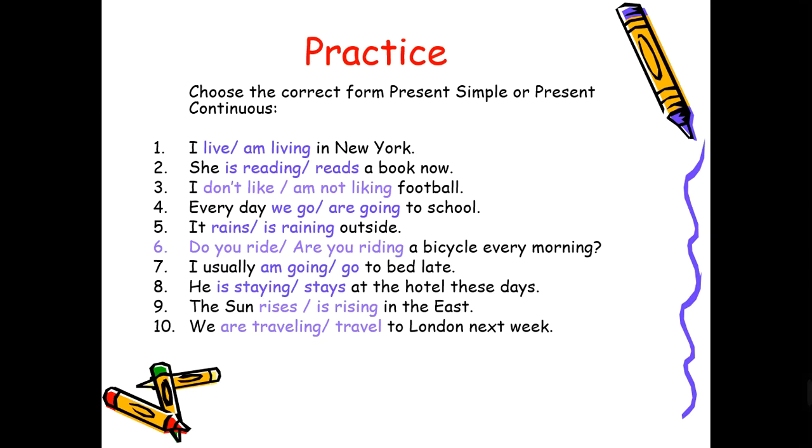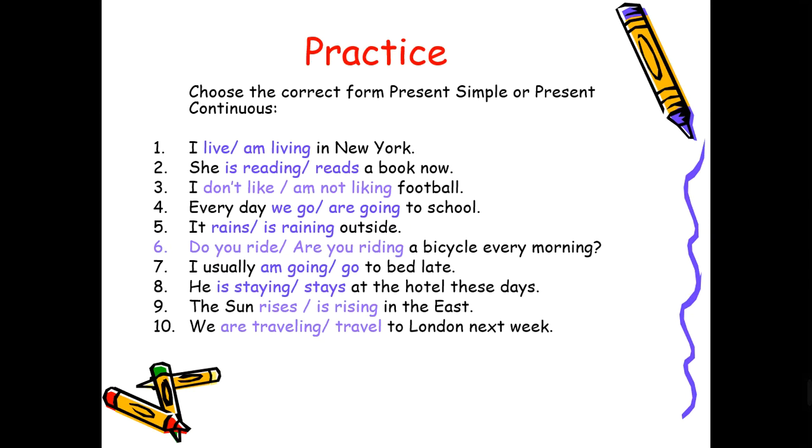It rains or is raining outside. Here we don't have a keyword, but still you can guess that this is something that's happening now, or generally speaking, you say that it rains outside. Of course it rains outside. It never rains inside. So here you're expressing something that's happening now or at the moment. You use the present continuous. It is raining outside.